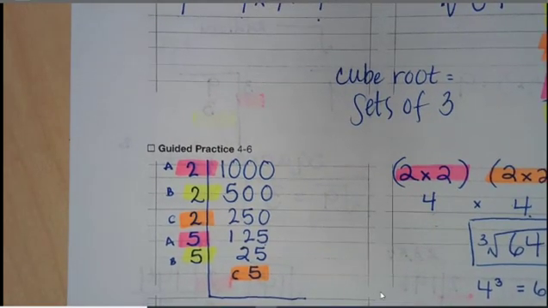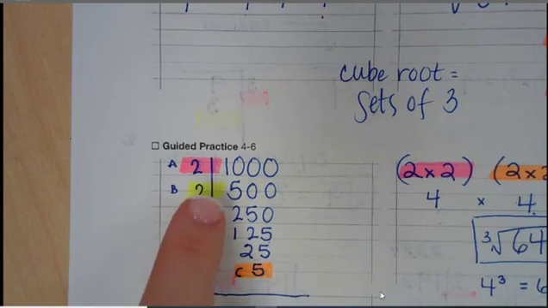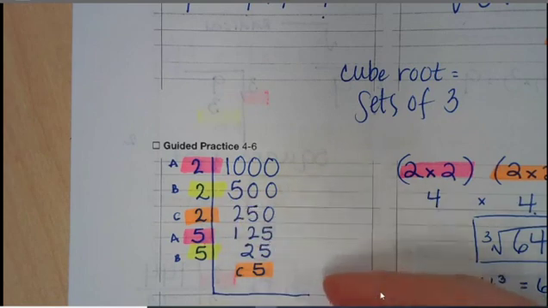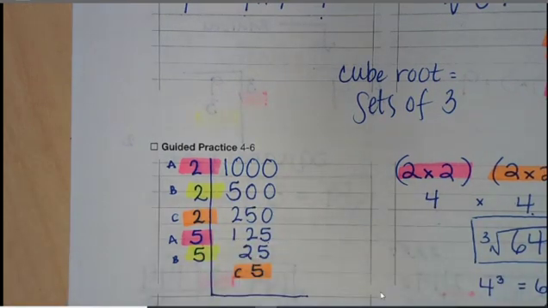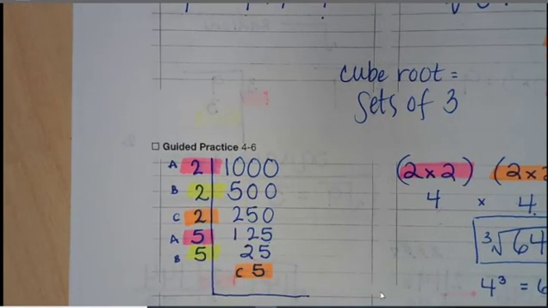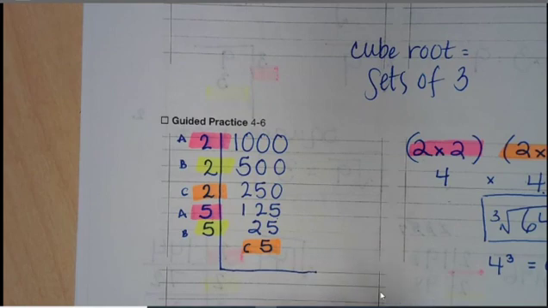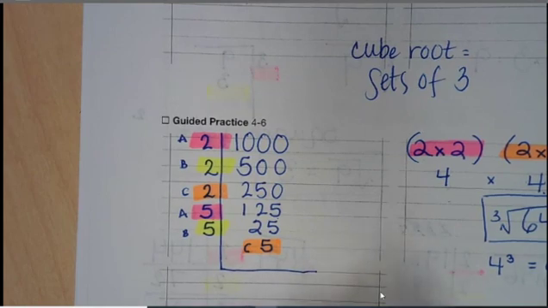So group A has 2 times 5. Group B has 2 times 5, or the yellow group. Group C, the orange, has 2 times 5. So they're all the same. So 2 times 5 is equal to 10. And 10 times 10 times 10 is 1,000. So 10 is equal to, make sure you have the cube root of 1,000.